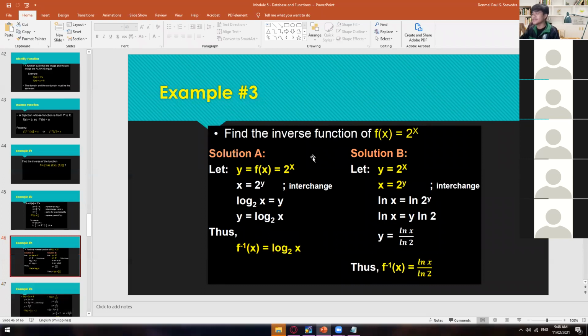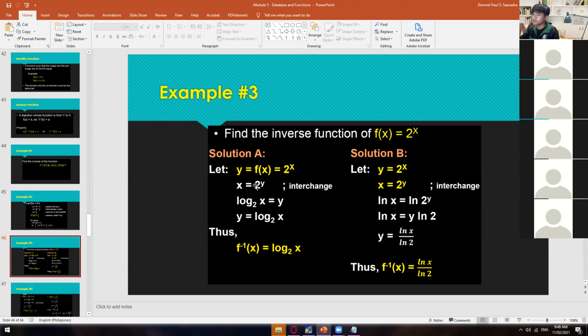All right, so let's have another example here. Find the inverse function of f of x is equal to 2 raised to x. In here, we actually have two solutions. For solution A, we use the log, and for solution B, we use the ln. So we have this original formula, y is equal to f of x is equal to 2 raised to x. And of course, the second step is to interchange those two. So your y will become x, your x will become y.